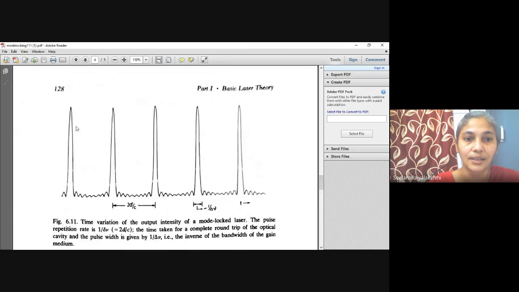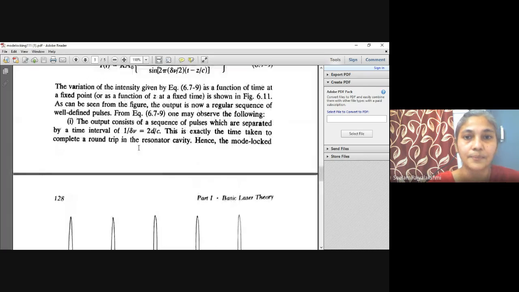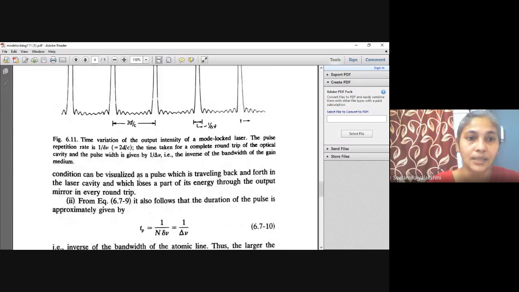So here we can observe the regular sequence of well-defined pulses. The output consists of a sequence of pulses separated by a time interval 1 by delta nu equals 2d by c. This is exactly the time taken to complete a round trip in the resonator. Hence the mode locked condition can be visualized as a pulse which is traveling back and forth in the laser cavity and which loses a part of its energy through the output mirror in every round trip.